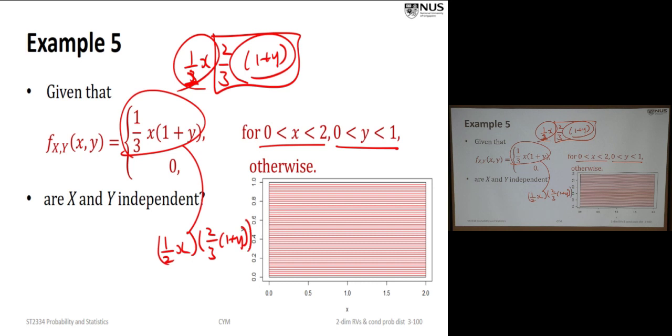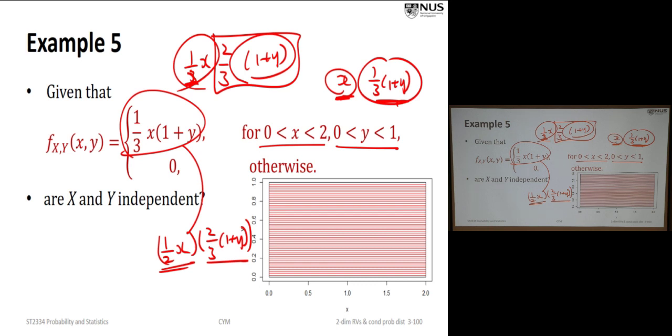So the first factor is f of x, the second factor is f of y. But we don't need to know what f of x and f of y are, so long as we can write it as a product of two factors. I can write it like this. This is not f of x, and this is not f of y. But if I can write it like that, then f of xy is a product, and x and y are independent random variables.